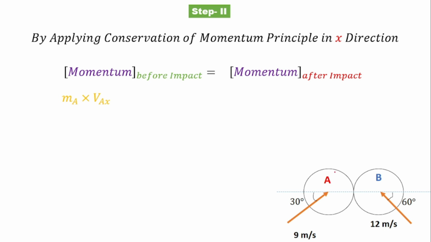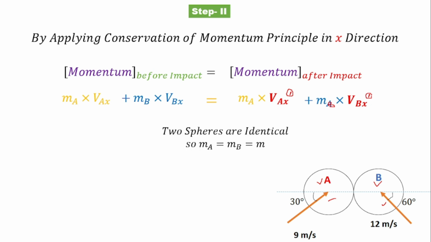So for this body, mA into VAX, velocity in x direction before impact, plus mass of B into velocity of B in x direction before impact, it should be equal to mass of A into velocity of A in x direction after impact plus mass of B into velocity of B in x direction after impact. So this is how we can write the momentum equation. This dash represents after impact velocities.